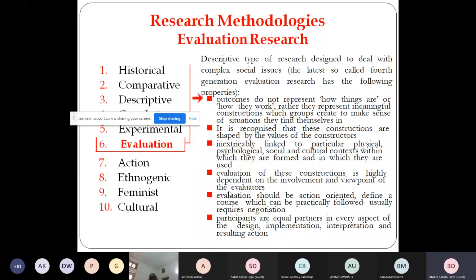Then the next one is your evaluation research. Here, it is a descriptive type of research designed to deal with complex social issues. What is called fourth generation research is nothing but your evaluation research. Outcomes do not represent how things are or how they work; rather, they represent meaningful constructions which groups create to make sense of the situation they find themselves in.